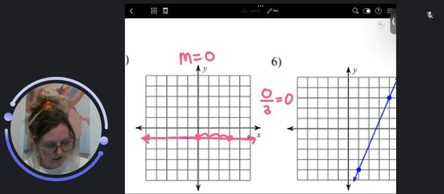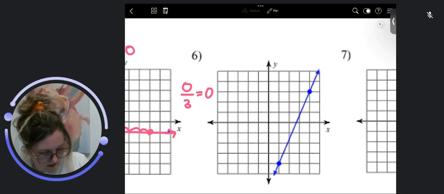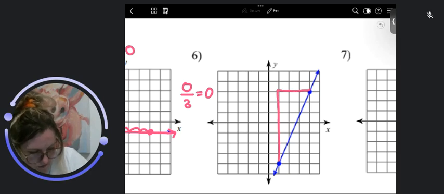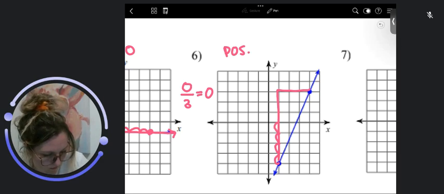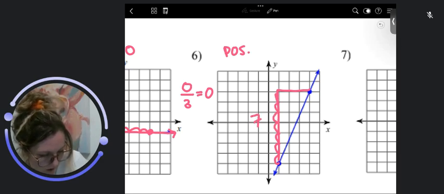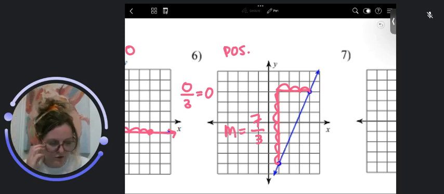All right, this next one, really quickly, I can do my triangle. It is positive. We have seen this before. I'm counting 1, 2, 3, 4, 5, 6, 7 up. 1, 2, 3 over. So my slope is 7 over 3.